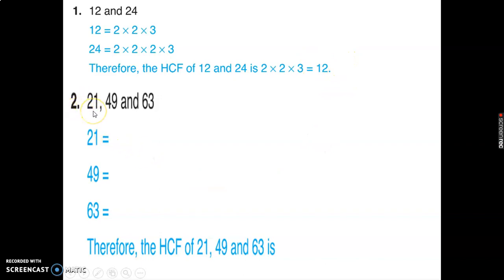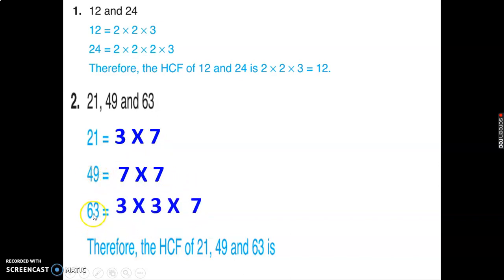So number 2: 21, 49, and 63. What are the factors of 21? 3 times 7. 49 is 7 times 7. 63 is 3 times 3 times 7. So what are the common factors of 21, 49, and 63? Correct. The common factor of 21, 49, and 63 is 7. So number 1, the answer is 12, and number 2, the answer is 7. Please answer and copy.